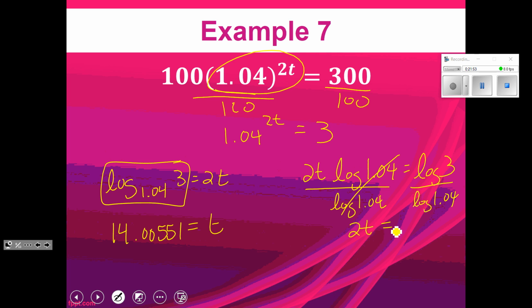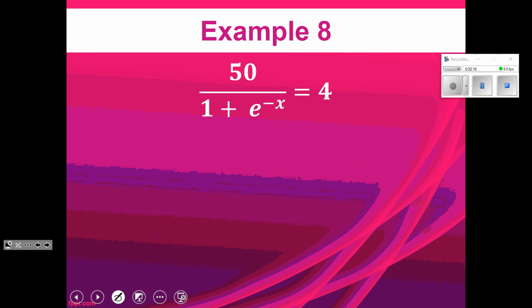and you divide that by 2 and you get 14.00551. How many did it that way? I mean, come test day, it doesn't matter which way you do. You just have to say, can I use my log base button, or can I take a log on either side? Okay?